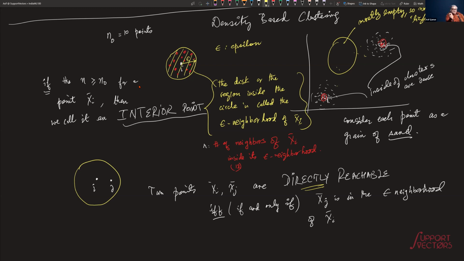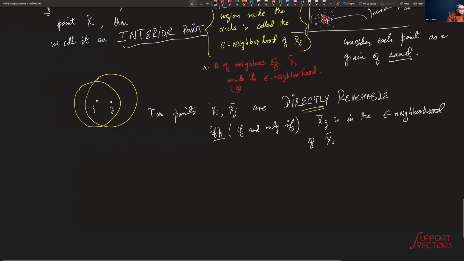Then we are creating another concept of directly reachable. Two points are directly reachable if they both are within the epsilon neighborhood of each other, right? Because if j is in the neighborhood of i, then you can imagine that i is in the neighborhood of j, right? Both ways the statement would be true. So these are directly reachable. Then comes the next statement.